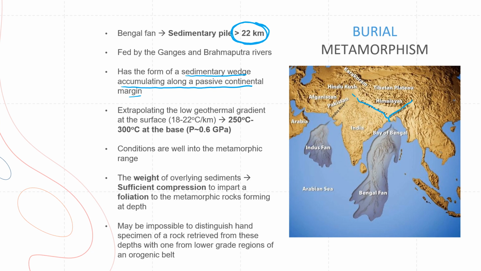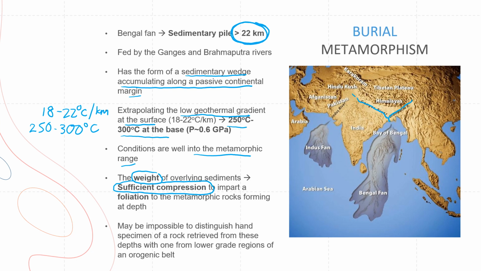So extrapolating the low geothermal gradient at the surface, so if we extrapolate that to be about 18 to 22 degrees Celsius per kilometer, then at the base, it would be around 250 to 300 degrees Celsius, which is well into the metamorphic range. So the weight of the overlying sediments is sufficient compression to impart foliation. So if you imagine just a pile of sediments.